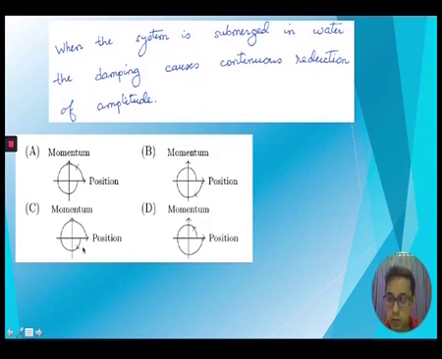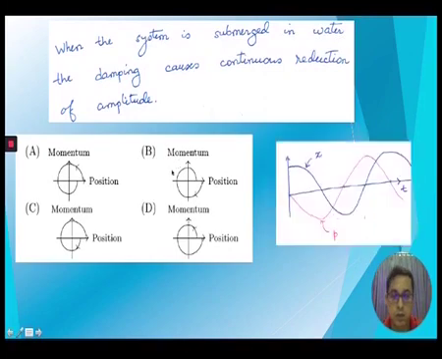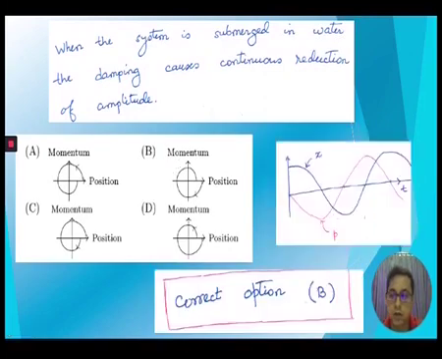But what about option C? Here also it is similar, but here you see it's coming back with an enhanced position, which cannot be the case because amplitude has to decrease. So quite clearly option B is the correct option. Alright, correct option is B. Okay, this is a nice problem.